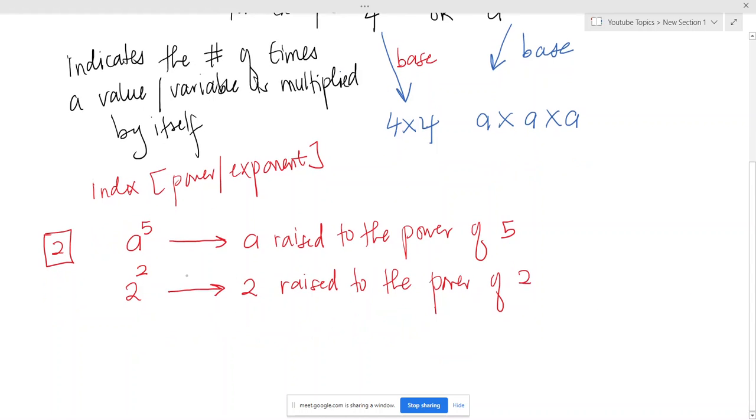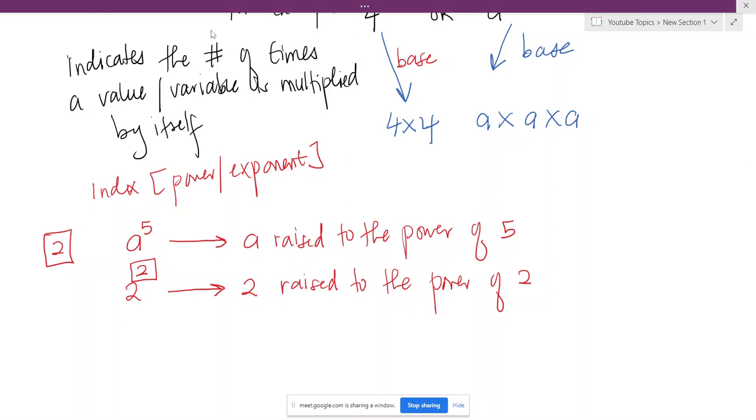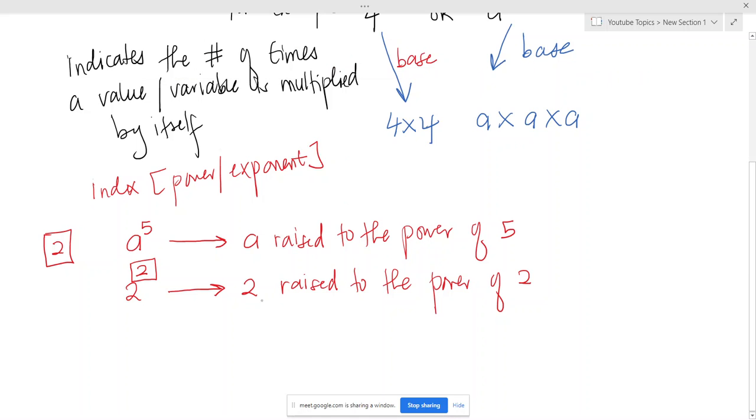However, this is a special case. When the exponent is 2, you can also say squared. So you could just summarize this and say 2 squared. Instead of saying raised to the power of, you could simply say 2 squared, 2 being the base and the squared representing the exponent.